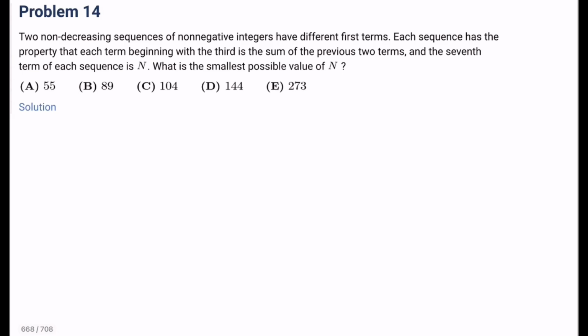Number 14. Two non-decreasing sequences of non-negative integers have different first terms. Each sequence has the property that each term beginning with the third is the sum of the previous two terms, and the seventh term of each sequence is n. What is the smallest possible value of n?